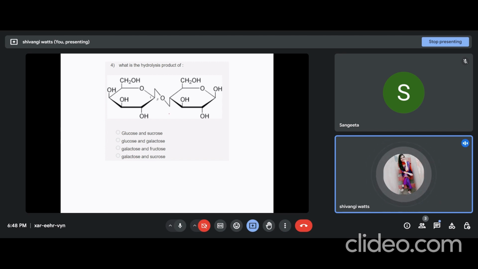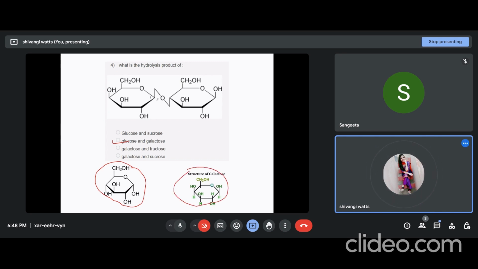So if you do the hydrolysis of this, these two will form. One is glucose and the other is galactose. So after the hydrolysis of this, we get glucose and galactose, and option B is the right option. We will get this structure, which is the structure of glucose, and this one is the structure of galactose. So these two we will get as monosaccharides.